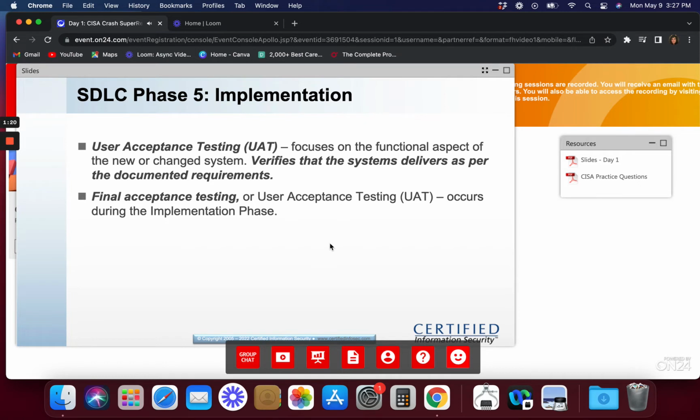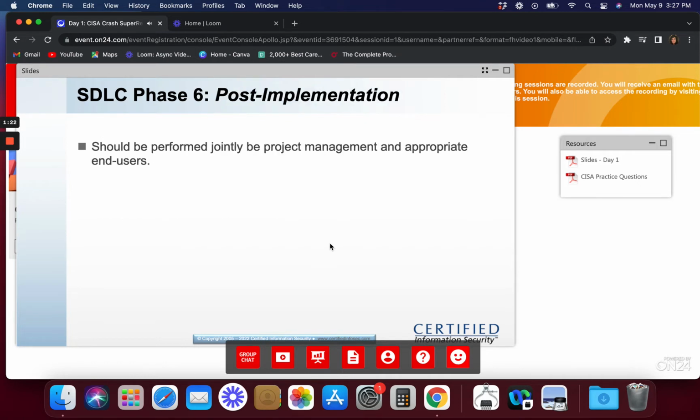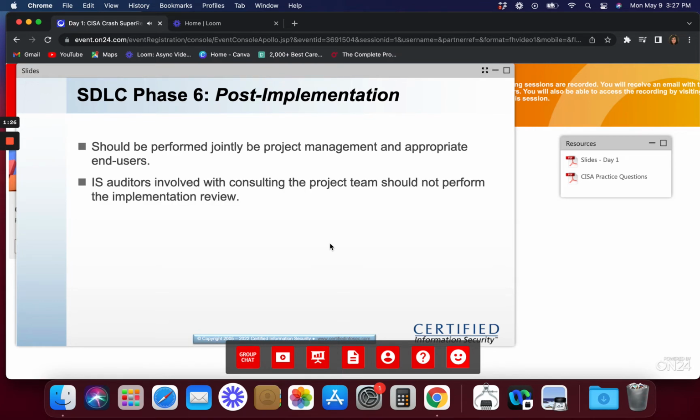Post-implementation, this is where we're going back with project management and users, making sure that we got what we planned for and seeing how we can do it better next time. It's just like any other project review.